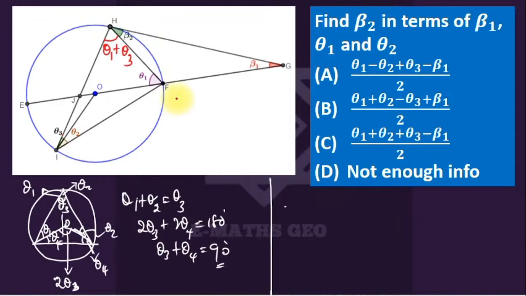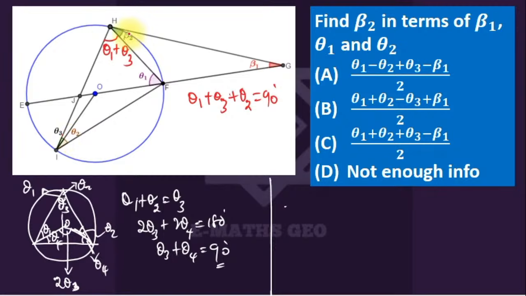So what am I saying? I'm saying that theta 1 plus theta 3 plus theta 2 is 90. So based on what I've just said, adding this and this gives us 90. Okay, so we've connected theta 1, theta 3 and theta 2.